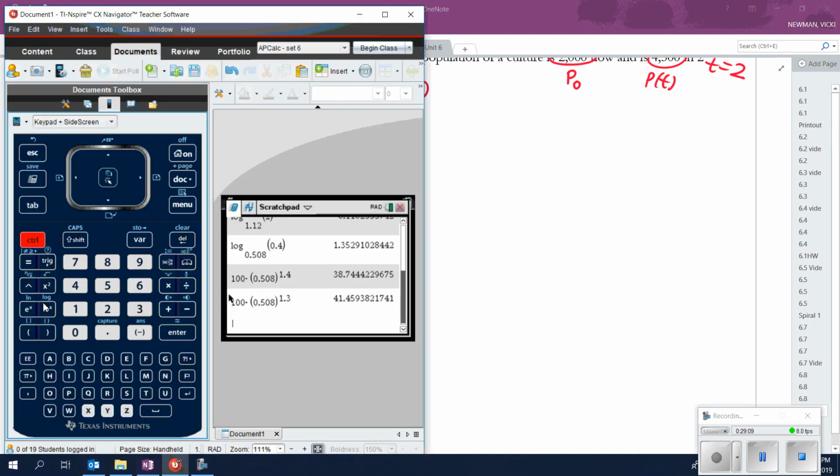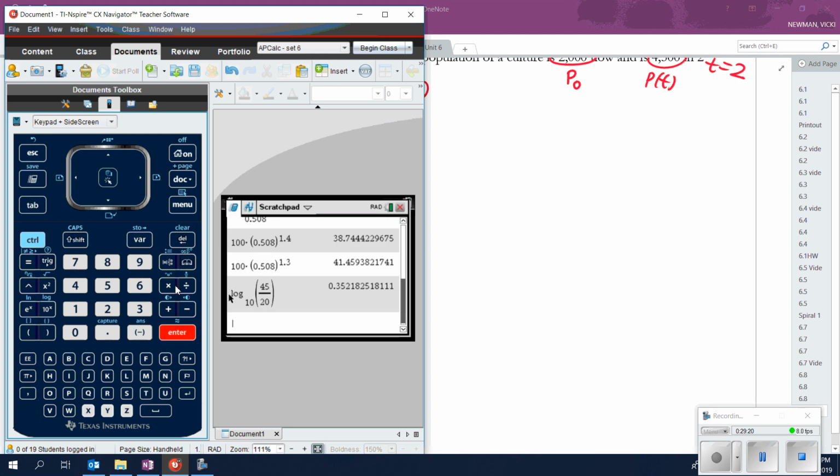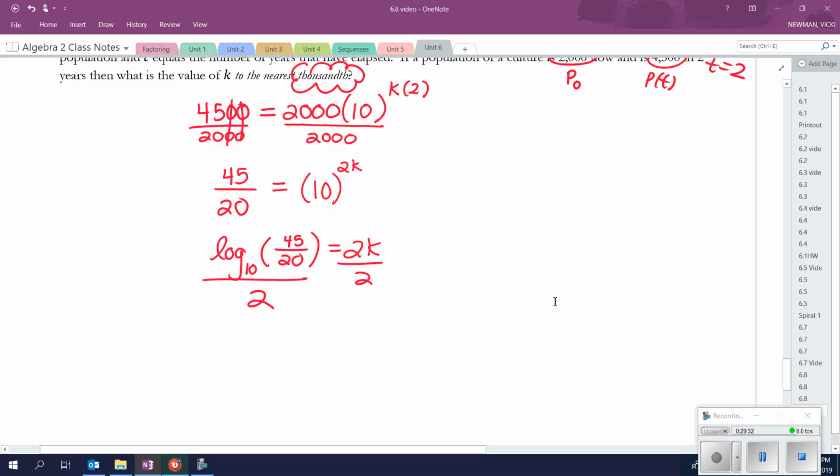Log base 10 of 45 over 20. Oh, I should have done, oops, I'll do that. And I don't like doing this separately, divided by 2. So we need 3 decimal places. 0.176, I look at the fourth, it's a 0, I stay at 0.176. K equals 0.176.